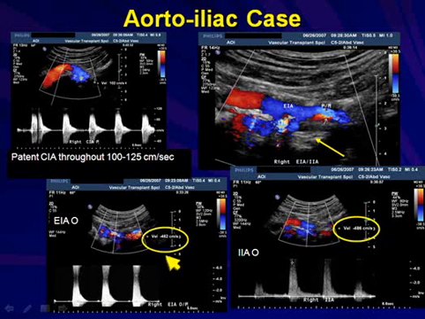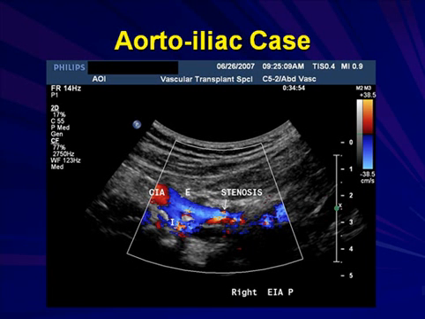As we get just a little further out in the external iliac artery, we see a step up in velocity of almost 500 centimeters per second, with additional increase in velocity at the origin of the internal iliac artery. Again, over 400 centimeters per second.